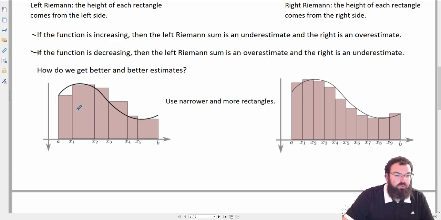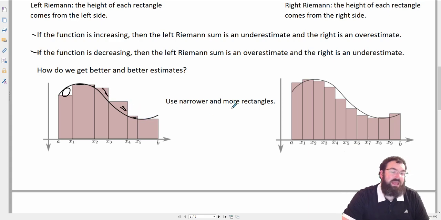So these are okay, but this is a better representation of what's going on. But you can see that I still have some space below and then a lot of space above, and that doesn't really come in handy too well.